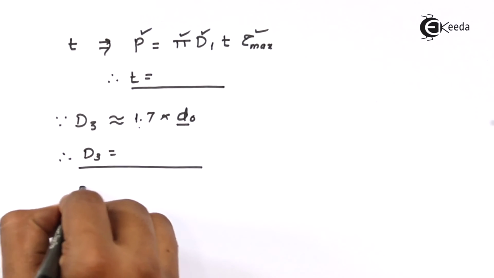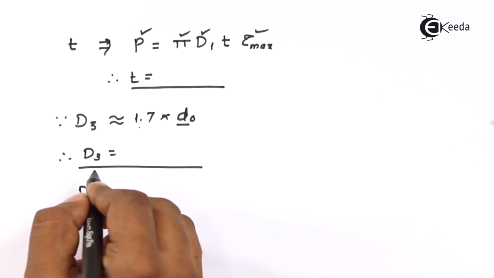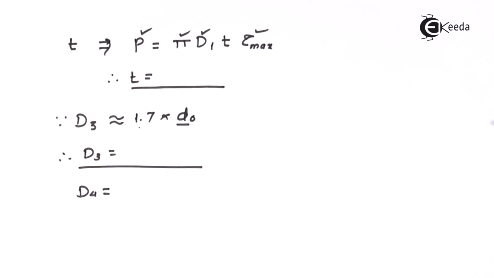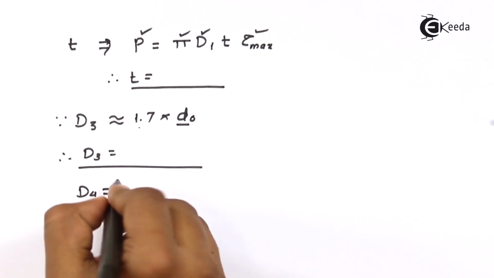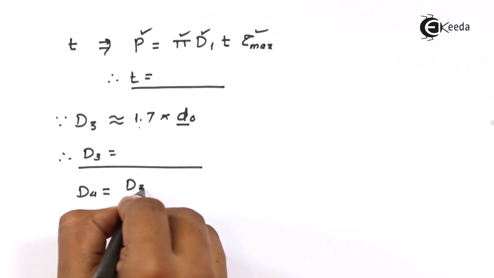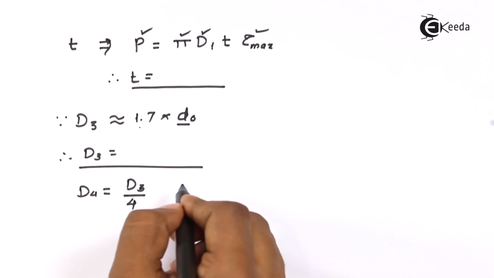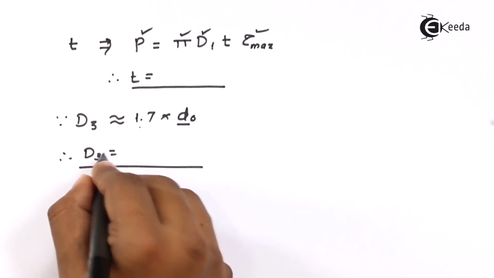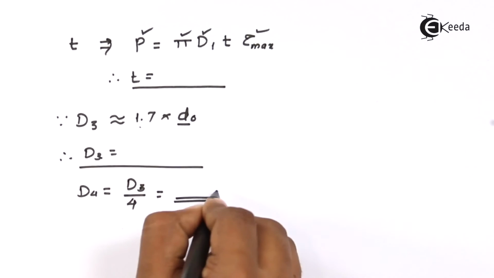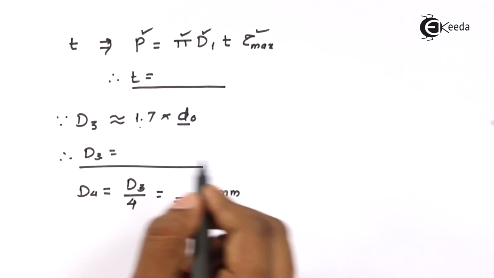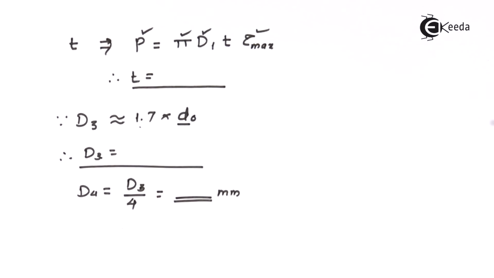The last thing is D4, which is the diameter of the pin which connects or which fixes the nut with the main frame. So that is basically 1/4 of the D3 value. So once we know D3 value, we can find out D4 also. So they are the major dimensions that we need to consider.